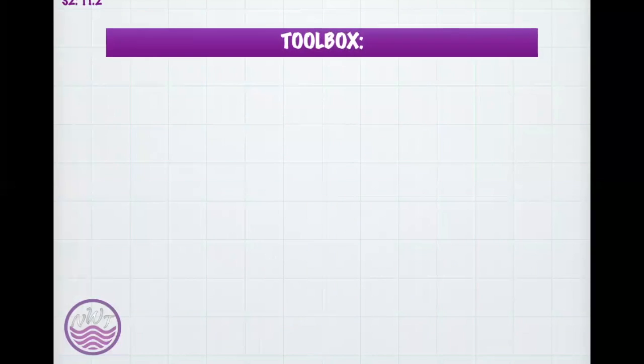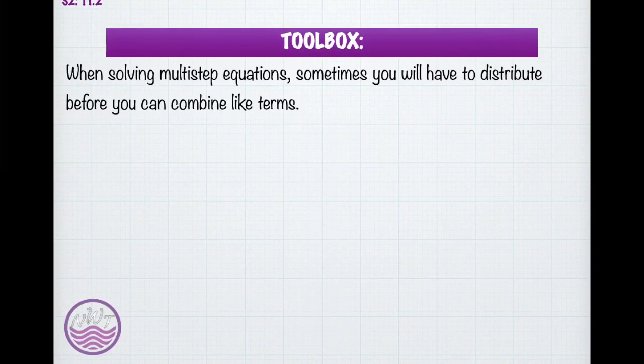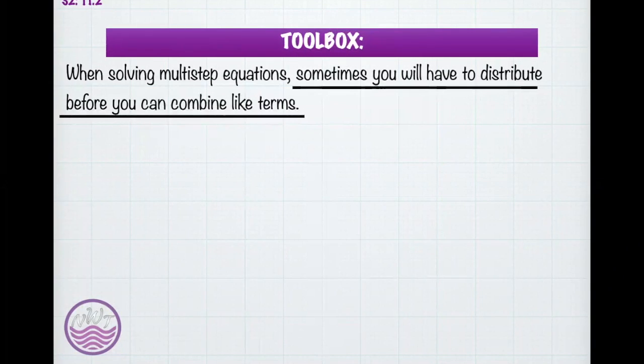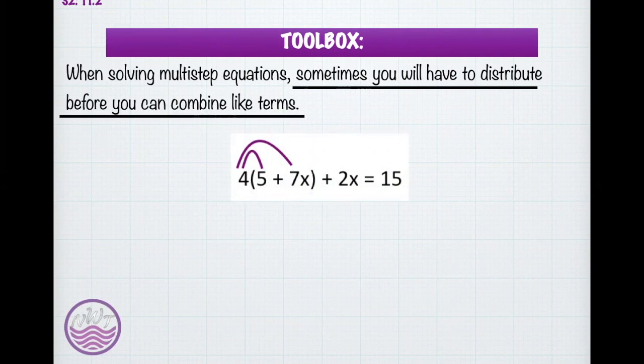So going to the toolbox, when solving multi-step equations, sometimes you will have to distribute before you can combine like terms. So, doing a little review, distribute is when you multiply to both terms inside of the parentheses. And combining like terms is when you put terms together that have the same variable and power. So that might look like something like this. I'm going to take that 4 and distribute it to both the 5 and the 7x. And then from there, you would end up combining like terms. But first we did distribute.